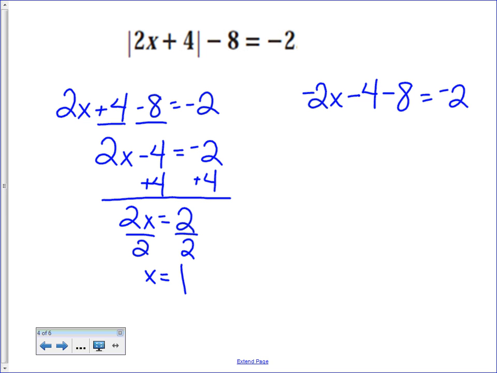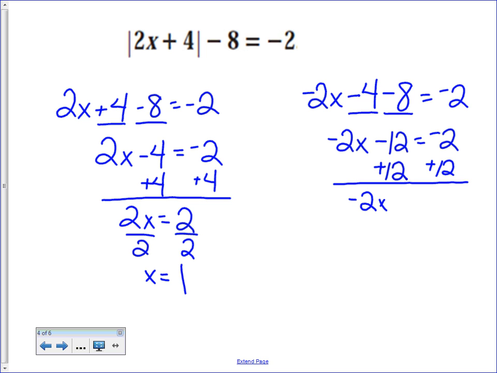On the second equation, again, we're going to start with simplifying. We're subtracting 4 and we're subtracting 8. So altogether we have negative 2x minus 12, which gives us a negative 2. They're subtracting 12, so we're going to add 12 to both sides, leaving us with negative 2x is going to be equal to positive 10. Divide both sides by negative 2. 10 divided by negative 2 gives us a negative 5. We have our two solutions to our equation.